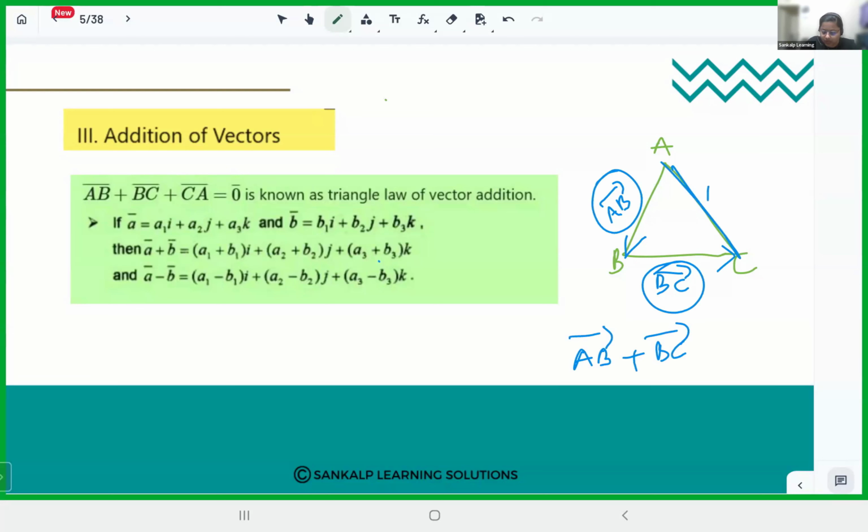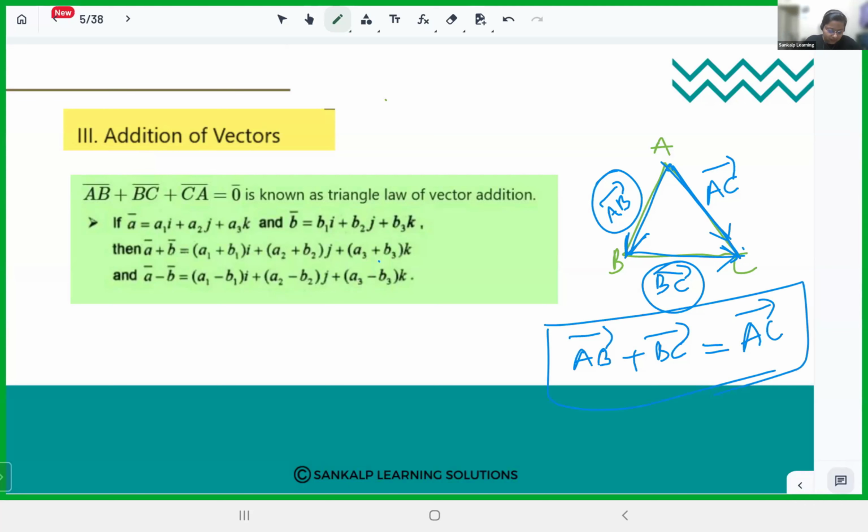So you understand the importance of the direction of vector AC. It is here like this, from A to C. The direction of the line segment AC is from A to C. So AB is in this direction, BC is in this direction, and AB plus BC gives the vector AC. It is not CA, it is AC. So this is known as the triangle law of vector addition.